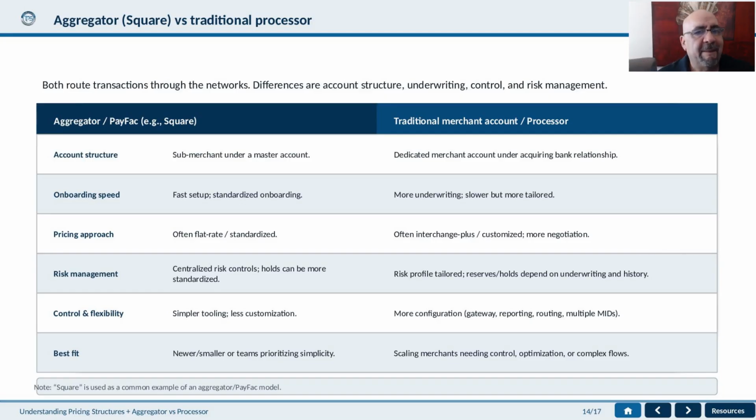Okay, so this is getting a little bit behind the scenes. Both route transactions through networks. The differences are account structures, underwriting, control, and risk management. So you'll see here, now we're breaking out an aggregator. What is an aggregator? An aggregator is PayPal. Basically PayPal, Square, Stripe, these guys that they don't do any background on your business. Some of you may have these, you sign up, and now you have credit card processing.